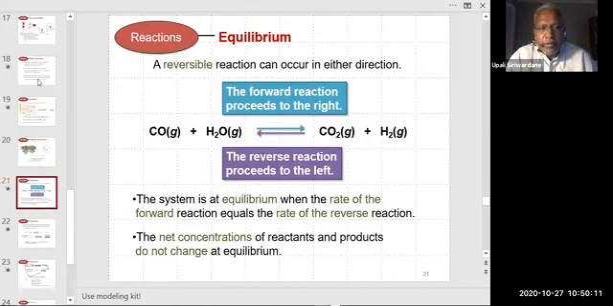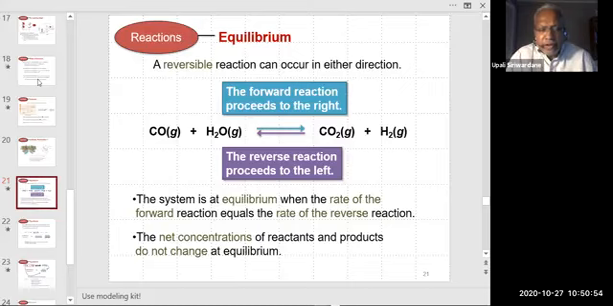Now coming to equilibrium. A reversible reaction can take place in either direction. Equilibrium is a situation where the reaction occurs both ways: reactants going to products, products going to reactants. The forward reaction is reactant to product, proceeding to the right. The reverse reaction is the one that proceeds to the left, product to reactants. In an equilibrium reaction, both take place at the same or different rates. The system is at equilibrium when the rate of the forward reaction equals the rate of the reverse reaction.